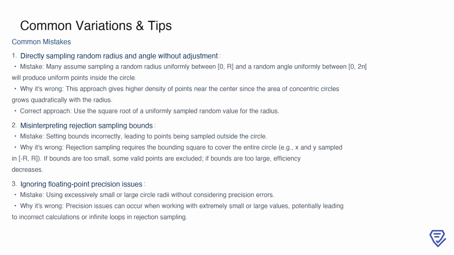When generating random points inside a circle, there are a few common mistakes to watch out for. First, directly sampling a random radius uniformly between 0 and r, along with a random angle between 0 and 2 pi, may seem like an intuitive approach, but it leads to non-uniform point distribution. This happens because the area of concentric circles increases quadratically with the radius, meaning more points cluster near the center. To fix this, the radius should be sampled as the square root of a uniformly chosen random value.